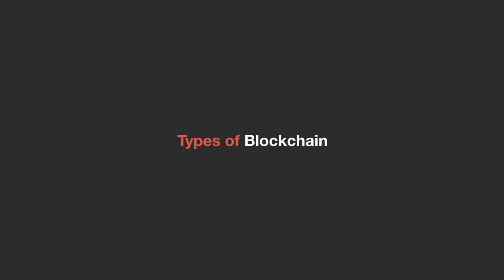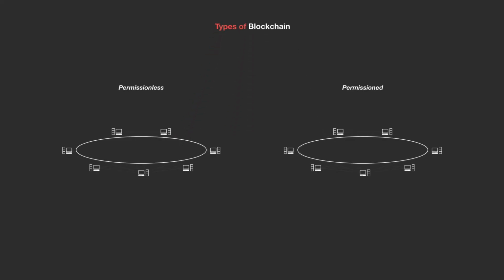So the first thing I want to do is talk about types of blockchain. And really, there are two main flavors of these blockchain systems. I think there's a better way of looking at it. It's a blockchain system or a world computer. There is permissionless and there is permissioned.